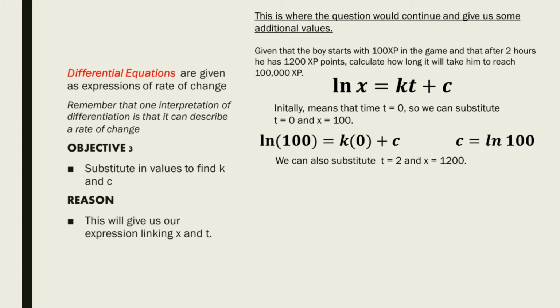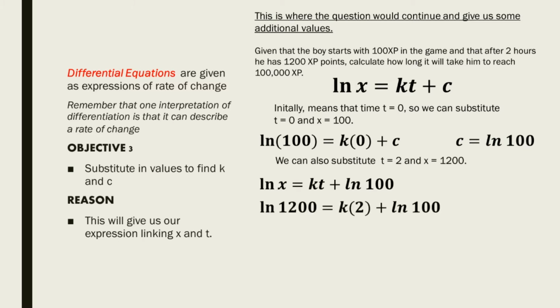We can also substitute that t is equal to 2 and x equals 1200. 1200 is the number of XP and t is equal to time in hours. Into the expression, natural log of x equals kt, and instead of plus c, we just found c to be natural log of 100. I'm going to make that natural log of 1200 equals 2k plus natural log of 100. Move the natural log of 100 to the left so that it becomes minus natural log of 100 equals 2k.